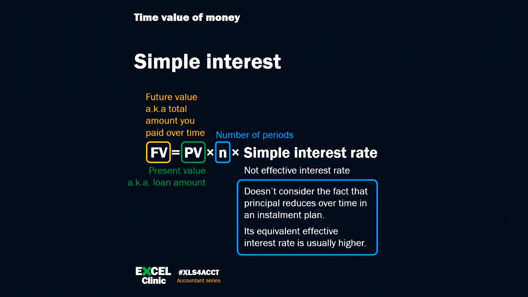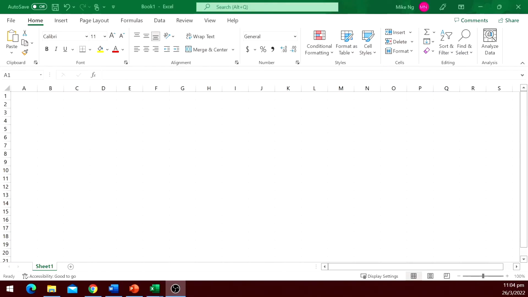However, it does seem a little misleading to me because it usually gives a much lower percentage than its equivalent effective interest rate. This gives an impression that the interest rate is low, especially if you are doing a buy or lease assessment. Please remember to compare apple to apple.